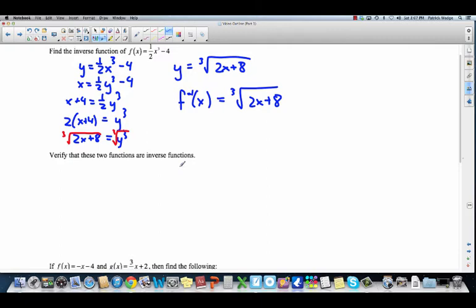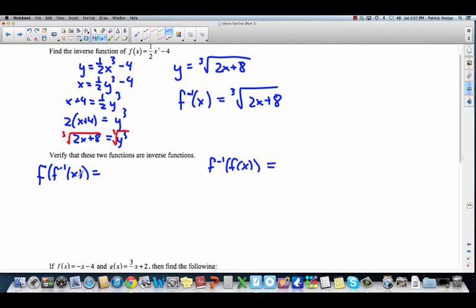Okay, so we're going to do the same thing. You can do it in either order you want. I can't remember which one I did first last time. I'll do f of f inverse of x first, and then after that I'll get f inverse of f of x. And what do they both have to equal? They both have to equal x. Okay, so let's try this one.